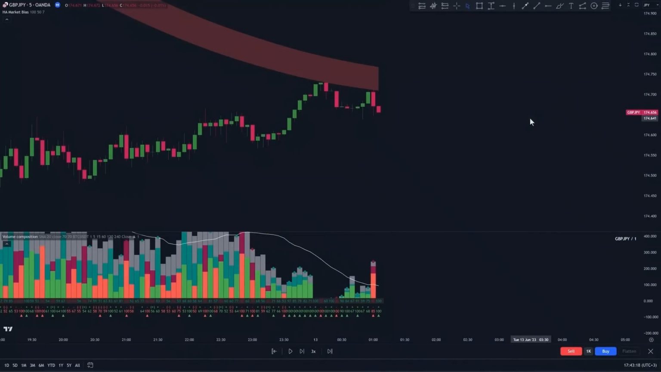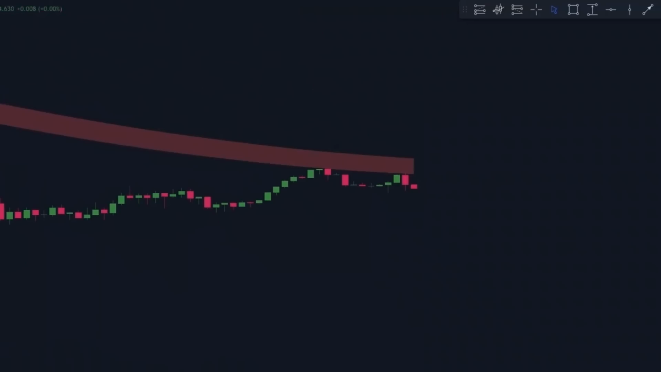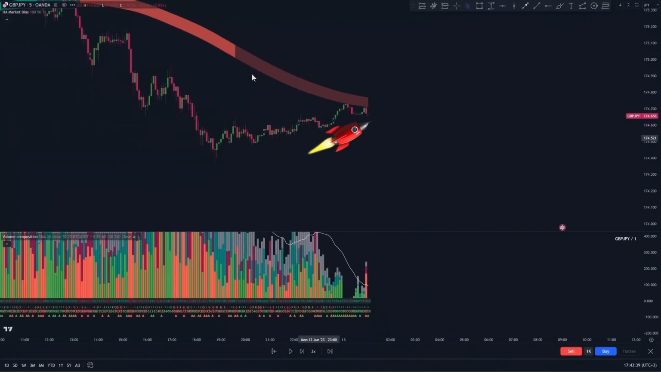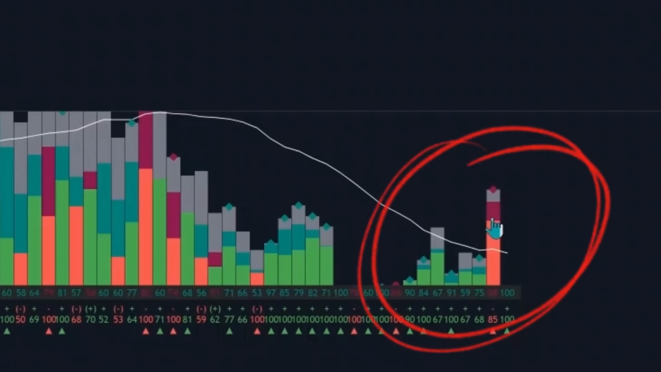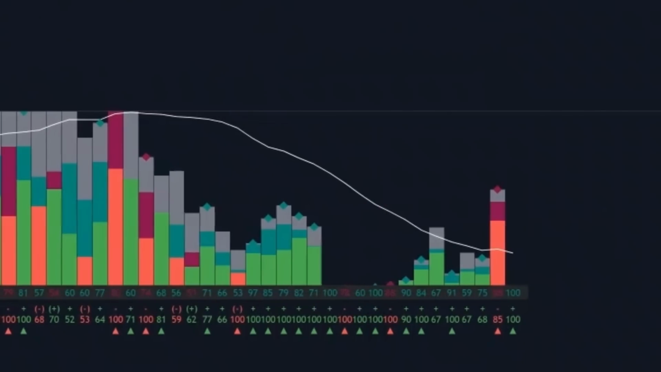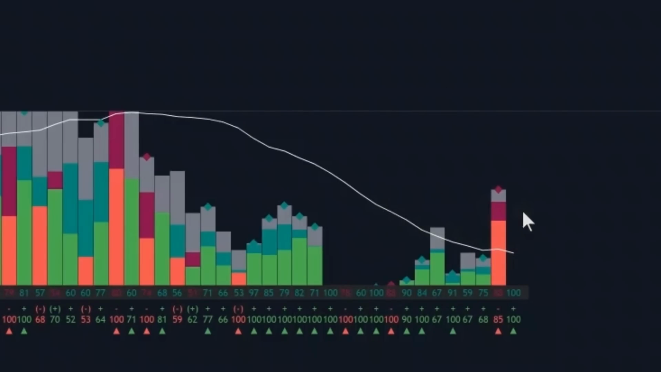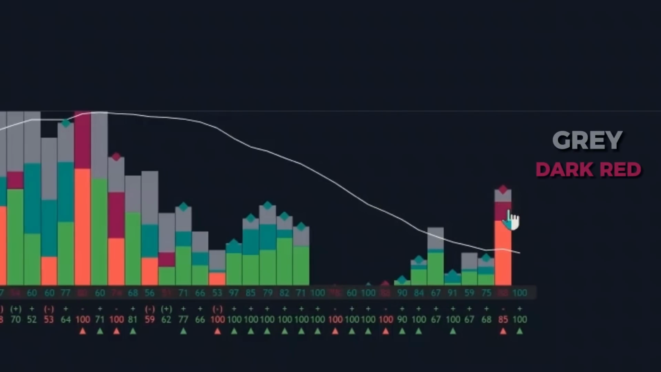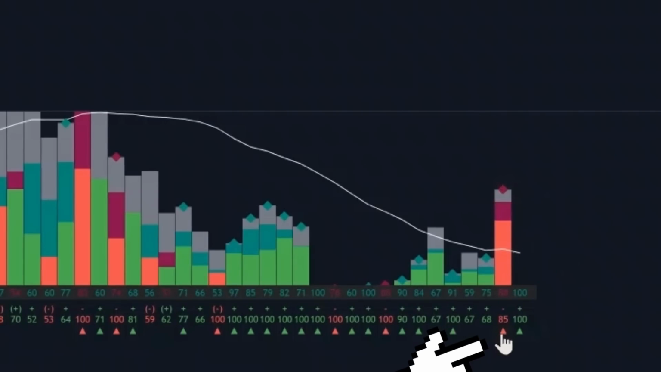For short trades, we're just going to reverse some conditions. First, the trend ribbon of the market bias indicator should be colored dark red to indicate a pullback in a bearish trend. Second, for the volume composition indicator, we want a volume bar to be printed, and that bar should have the following characteristics. First, it should close above this white moving average. Second, it should have 3 colors: gray, dark red, and bright red. Third, it should have a dark red square at the top and a bright red arrow at the bottom.